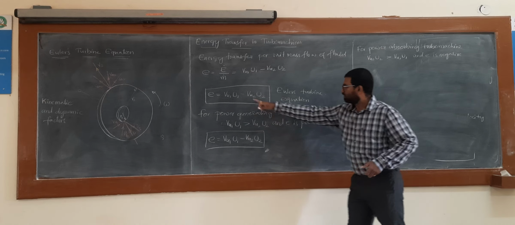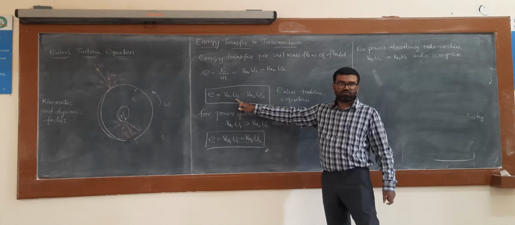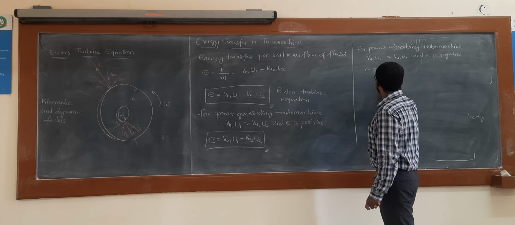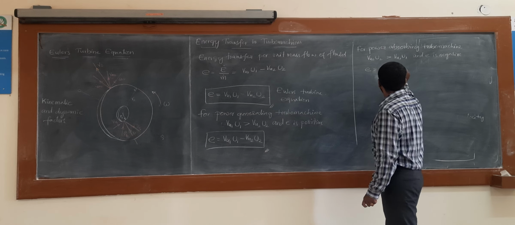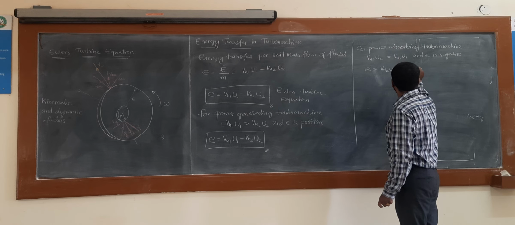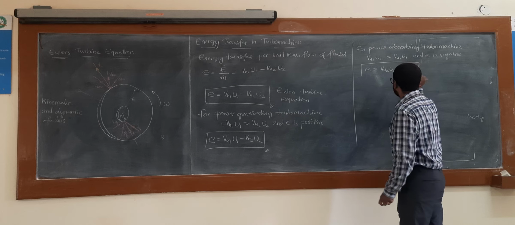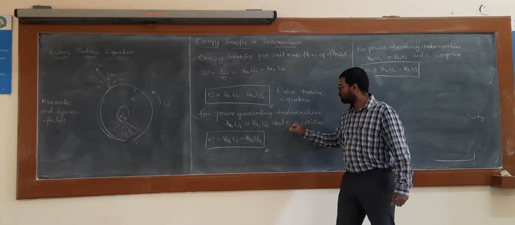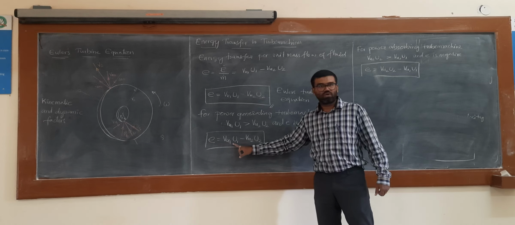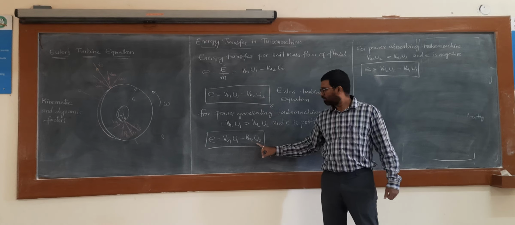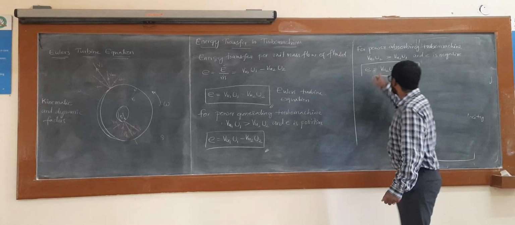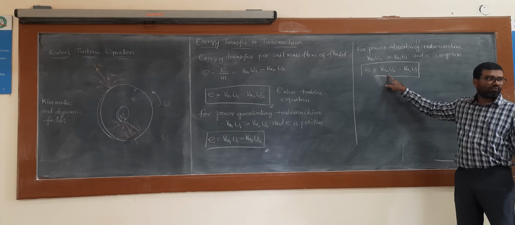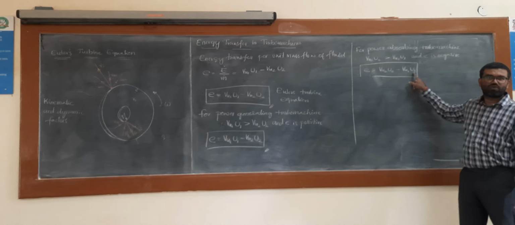So what about the Euler's turbine equation for power absorbing turbo machine? e is equal to VU2 U2 minus VU1 U1. That means the Euler's turbine equation for power generating turbo machine is e equals VU1 U1 minus VU2 U2, and for power absorbing turbo machine, it is VU2 U2 minus VU1 U1.